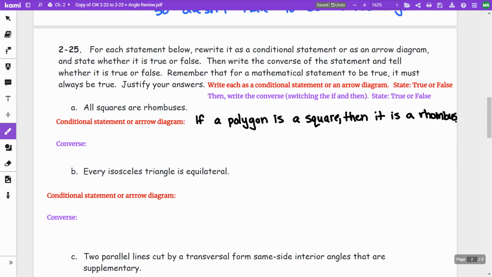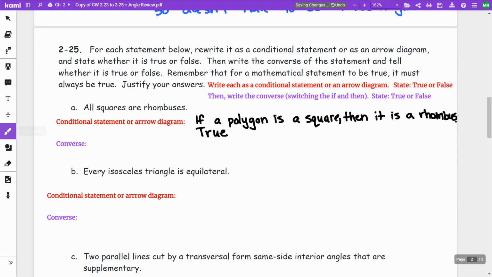Now, in this case, we need to decide, is that true? Are squares necessarily rhombuses? The definition of a rhombus is that it is a polygon with all four sides being congruent. And that is also true of a square. So this is going to be true.